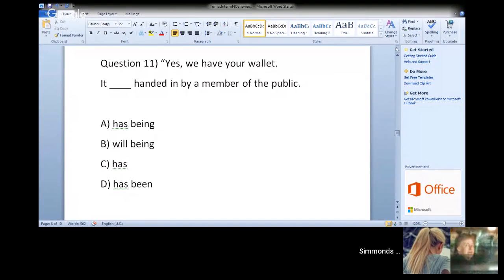Yes, we have your wallet. It blank handed in by a member of the public. It has been handed in by a member of the public. Letter D, okay. Ken, what do you think? Do you agree or disagree? Yes, agree. Has been. You disagree? No, agree, because it should be. You agree. Yeah. Agree.